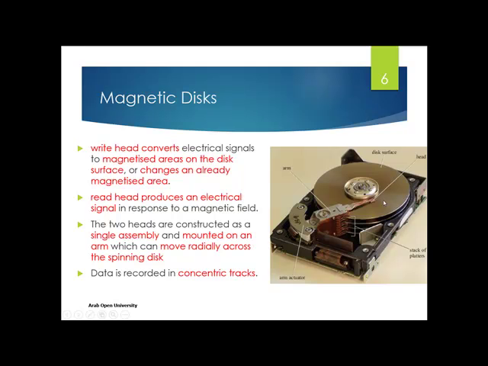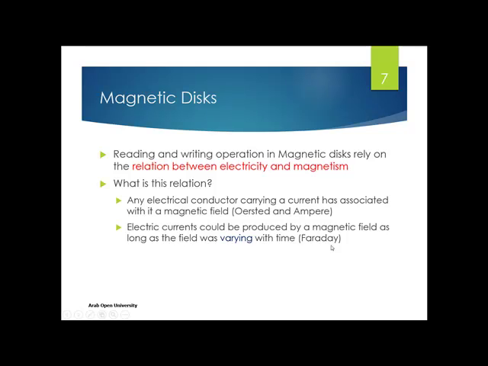The read head does the reverse operation by producing an electrical signal based on the magnetic field found on the disk. These two heads, as I mentioned, are assembled together and mounted on this arm that moves gradually across the spinning disk, and the data, of course, are recorded in concentric tracks as you have seen in previous courses. So everything is about the relation between electricity and magnetism.